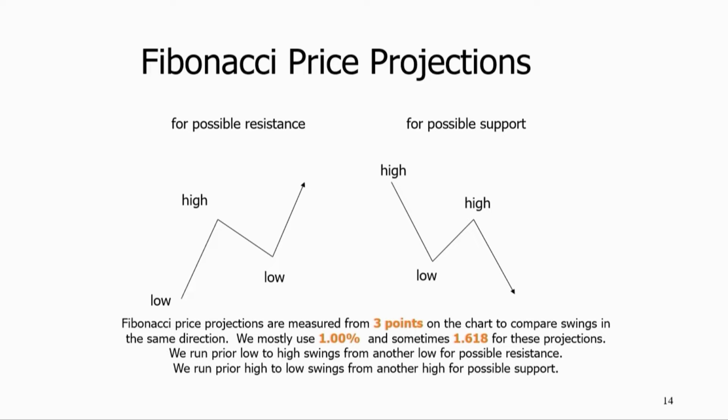Okay, so how about price projections? How many people use those? They're essentially measured moves, okay? So here, with the projections, what I'm doing is I'm looking at prior low to high swings, projecting from another low. I'm using 100% all the time for symmetry, what I like to call symmetry, and then sometimes 618. So low to high from the low for resistance, high to low from a high for support. And basically what we're doing is we're taking all retracements, extensions, and projections and putting them together.